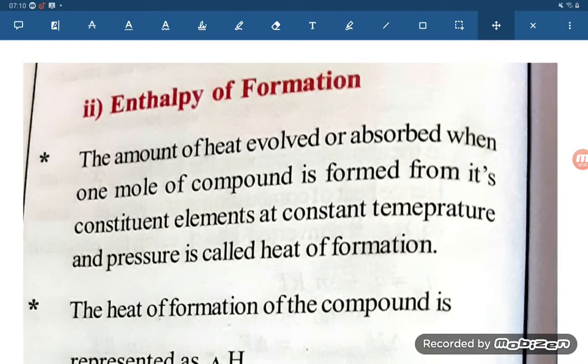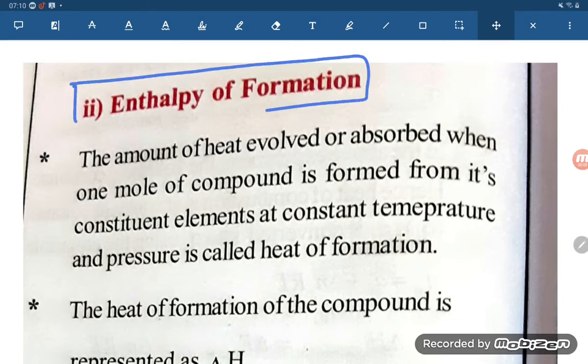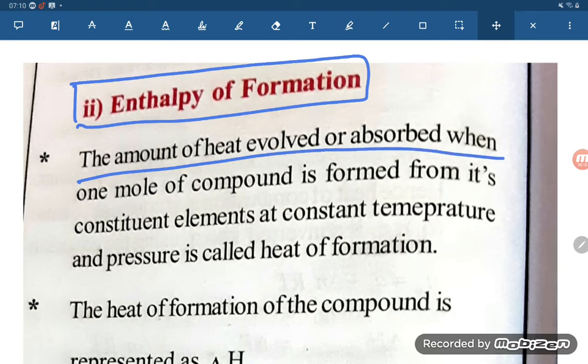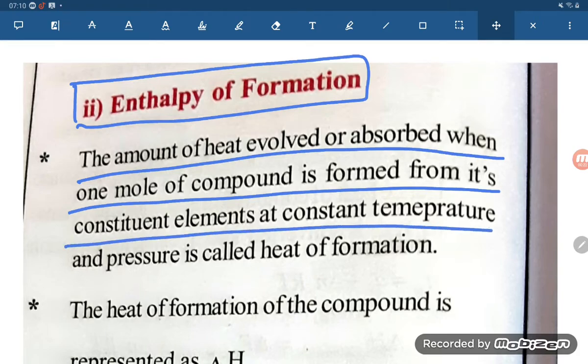Hello, good morning, friends. Now let us see the enthalpy of formation, and we have to understand its meaning. The enthalpy of formation is the amount of heat evolved or absorbed when one mole of a compound is formed from its constituent elements at constant temperature and pressure. It is called the heat of formation. Suppose we have the compound CH4.